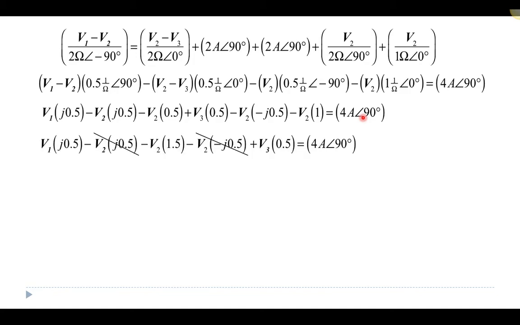So as I look at this, I realize that two of these terms, this term right here and this term right here, cancel each other out, so I can get rid of those. And I realize that the real part of the V2's actually add together, right? So I have a negative 0.5 and a negative 1, that gives me a negative 1.5.